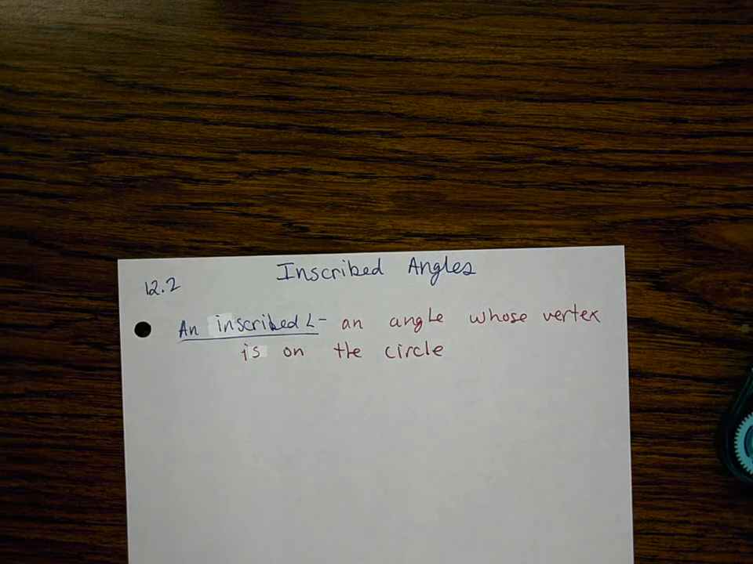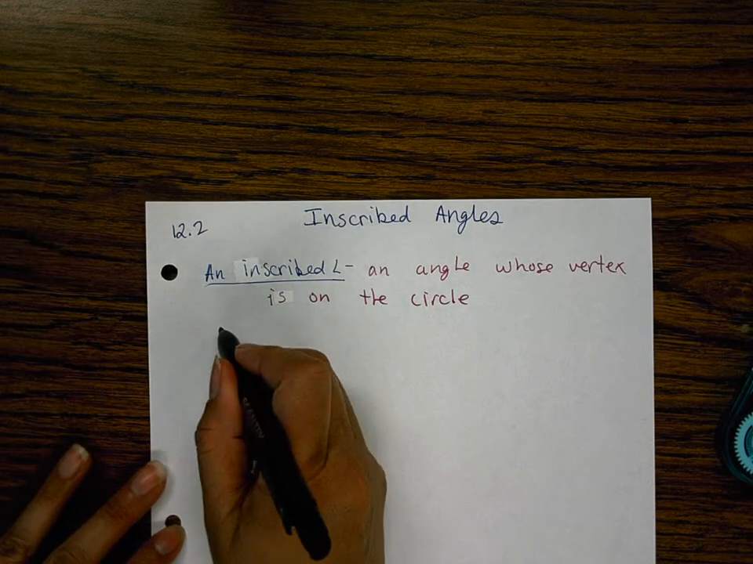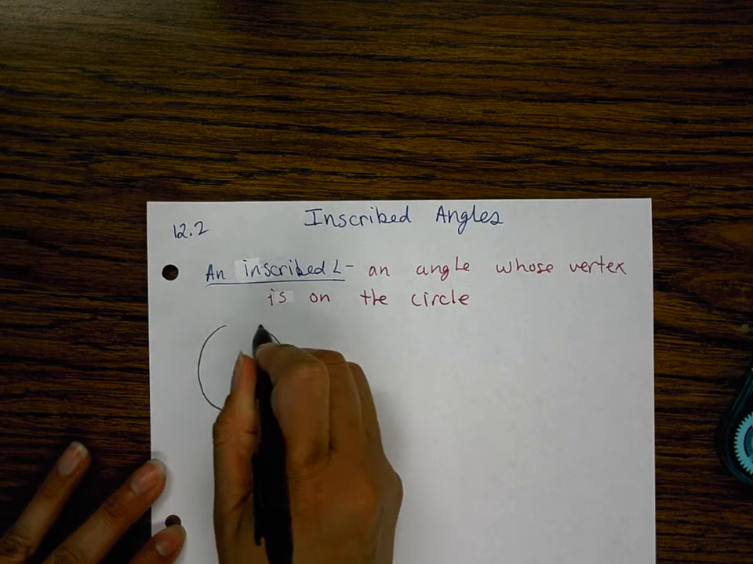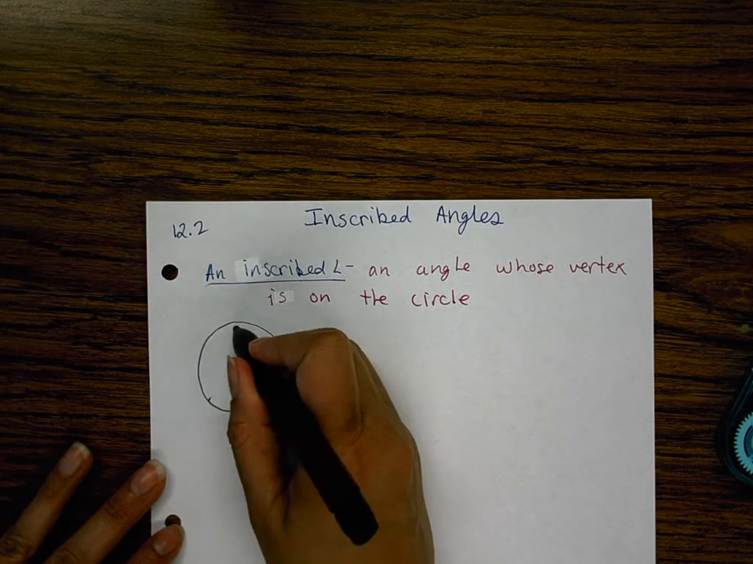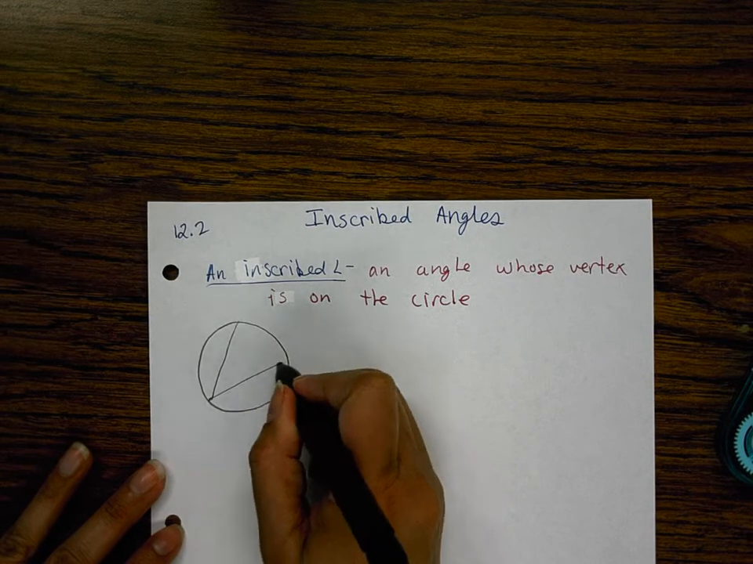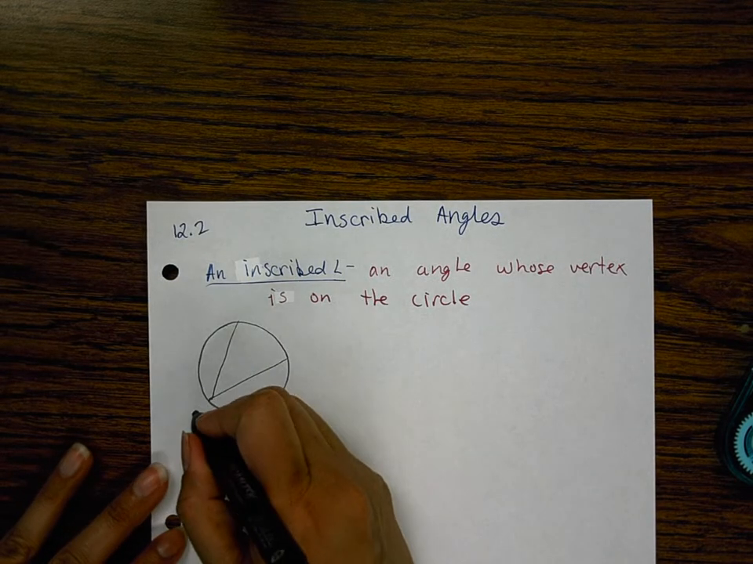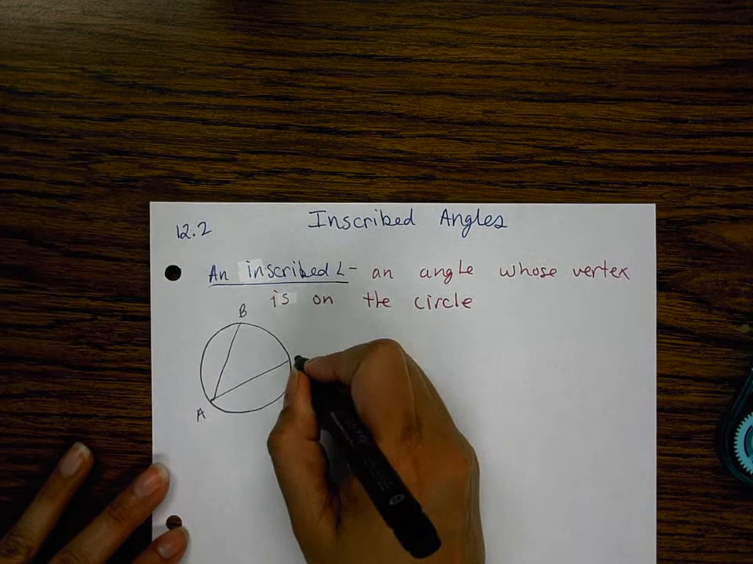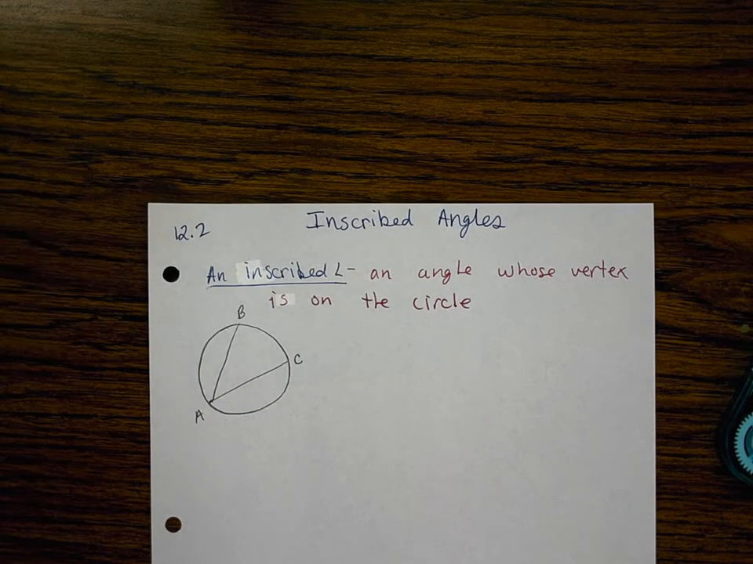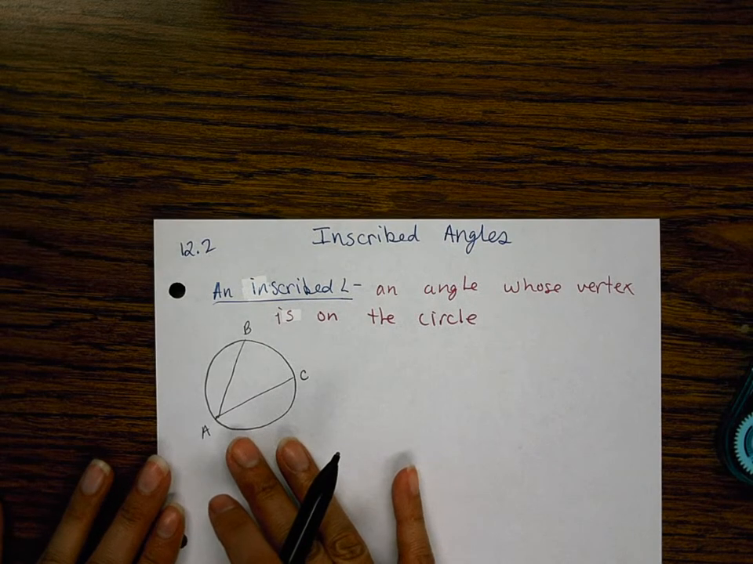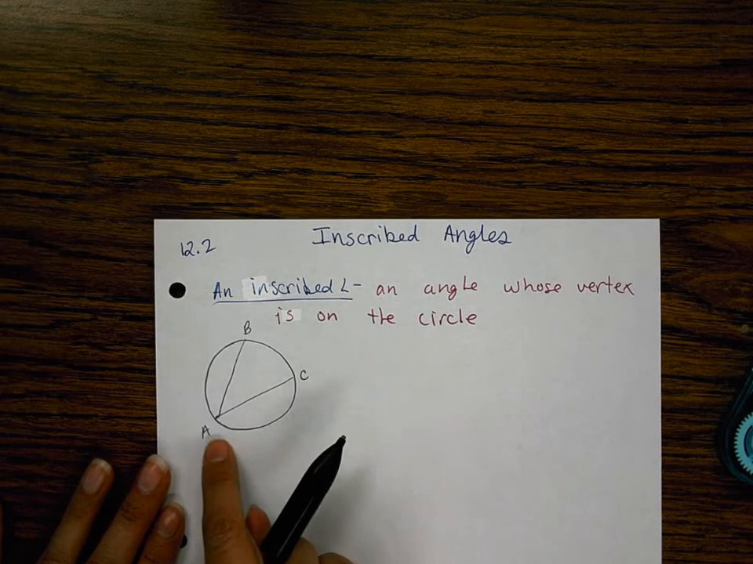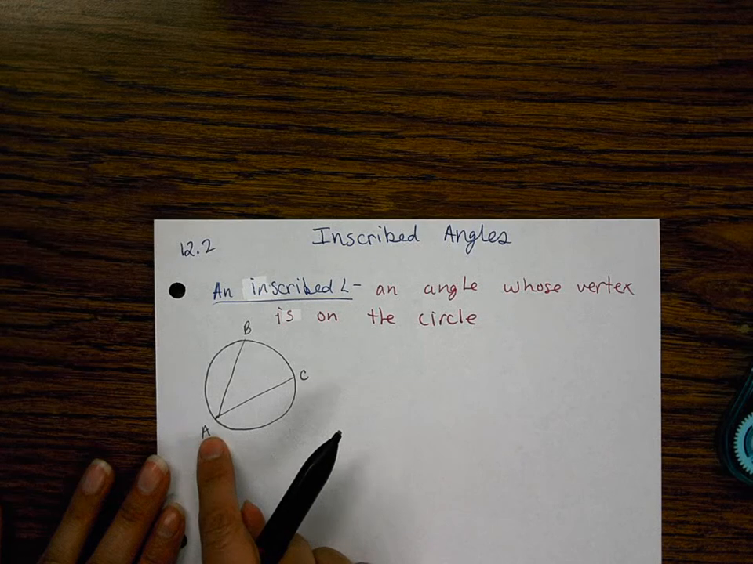All right, I'm going to draw a picture and then we're going to review, because we talked previously about a central angle, and how is an inscribed angle and central angle different. Okay, so here's a circle. The vertex is on the circle, so not at the center, but on. So it looks something like this. I'm going to call this A, this B, and that there C. Okay, so this is an inscribed angle. An inscribed angle is an angle whose vertex is on the circle, not at the center, but on.